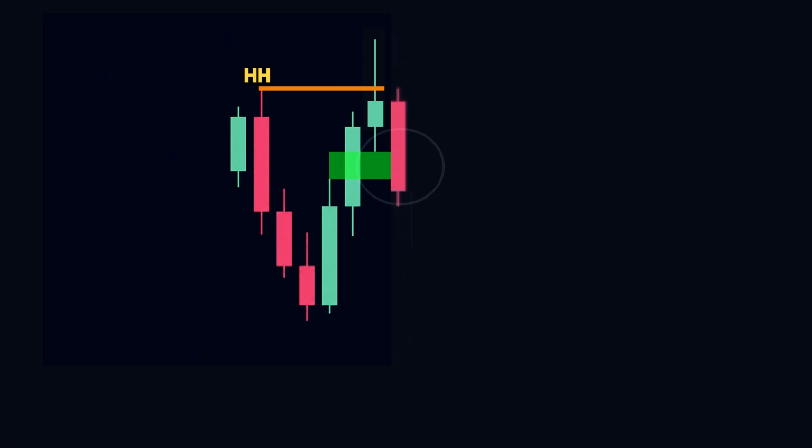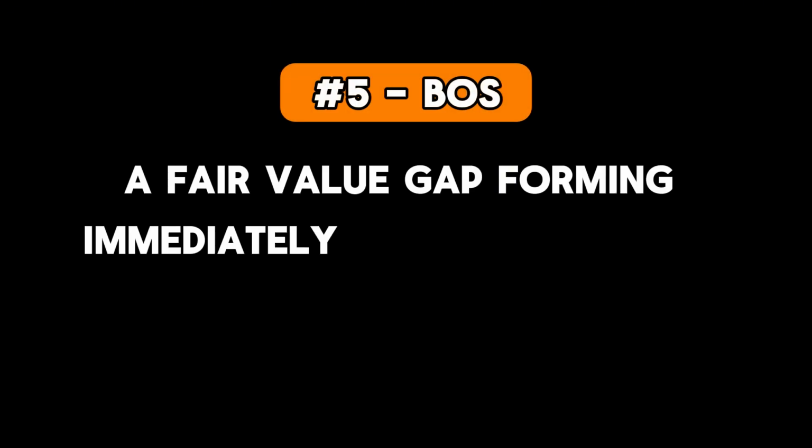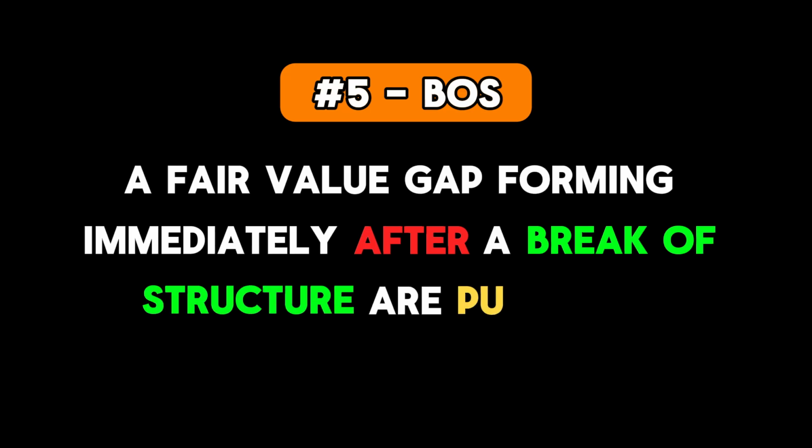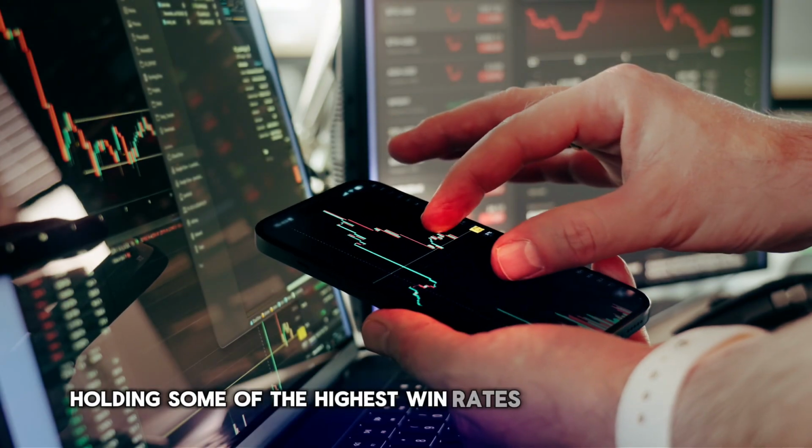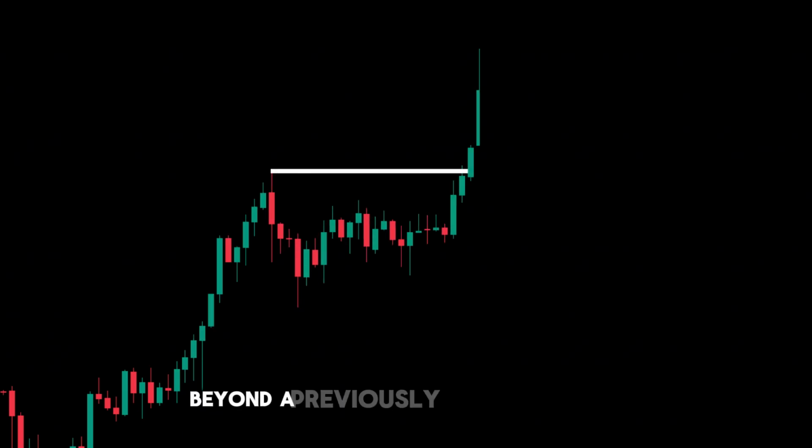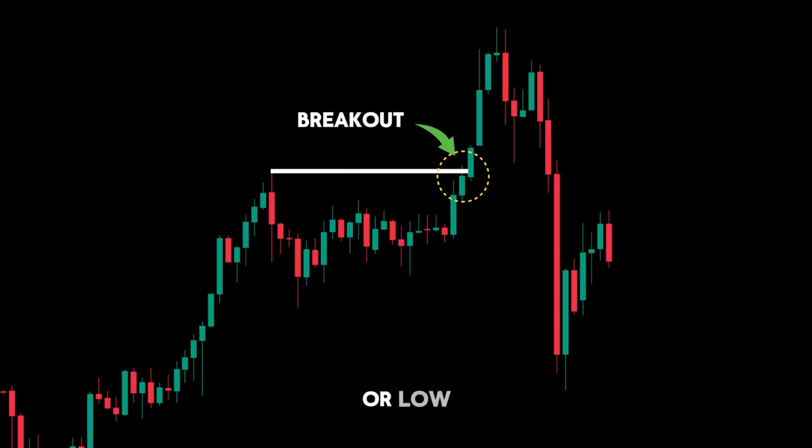The fifth filter reveals that fair value gaps forming immediately after a break of structure are pure gold, holding some of the highest win rates across the market. A break of structure simply occurs when price forcefully punches beyond a previously established high or low.